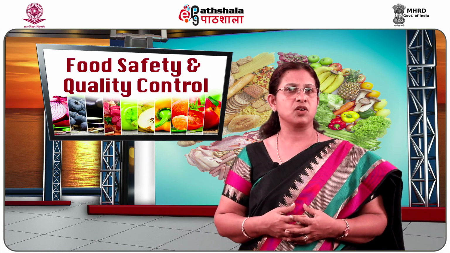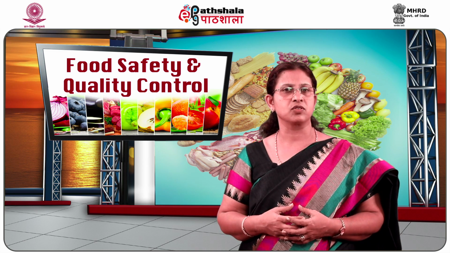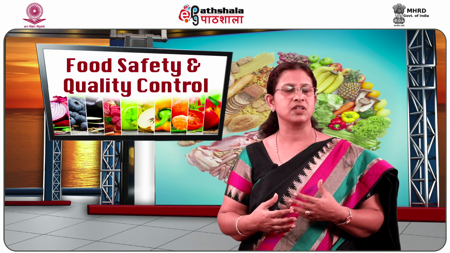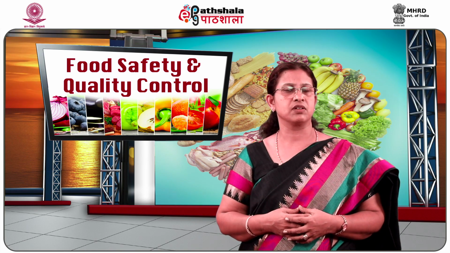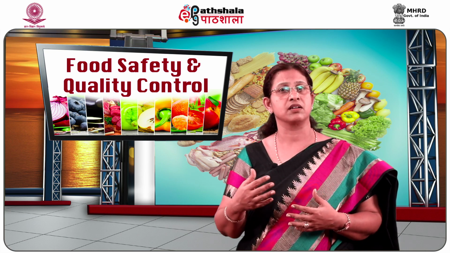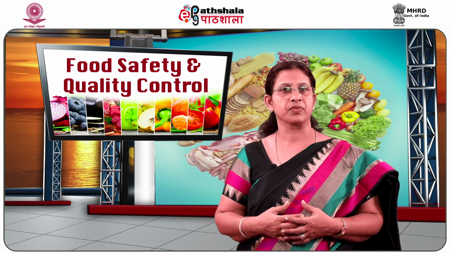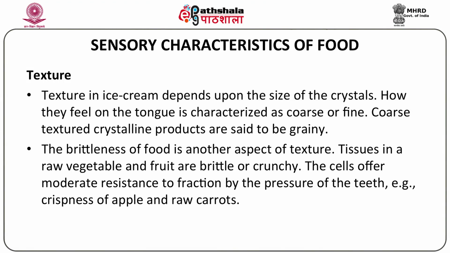Coming to the texture of products, everything depends on the quality of ingredients and the processing they have undergone, so that the product holds the right texture and consistency, and that in turn influences the flavor. The brittleness of food is another aspect of texture. Tissues in raw vegetables and fruit are brittle or crunchy. The cells offer moderate resistance to fracture by the pressure of the teeth. Example, crispiness of apples and raw carrots.